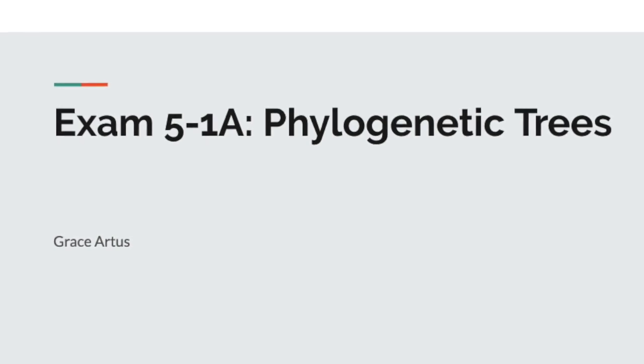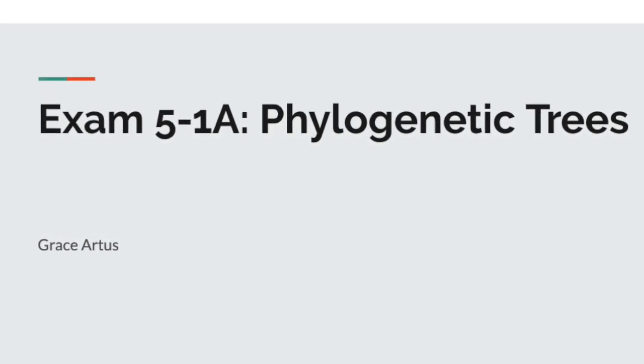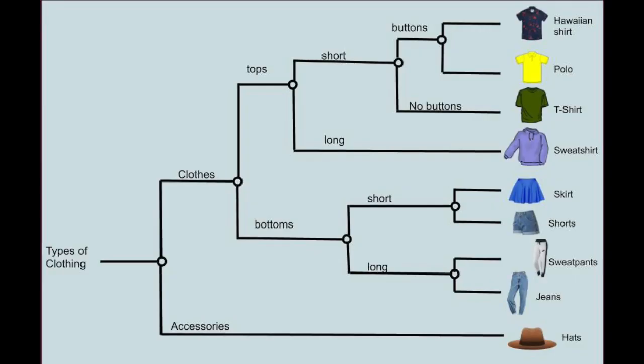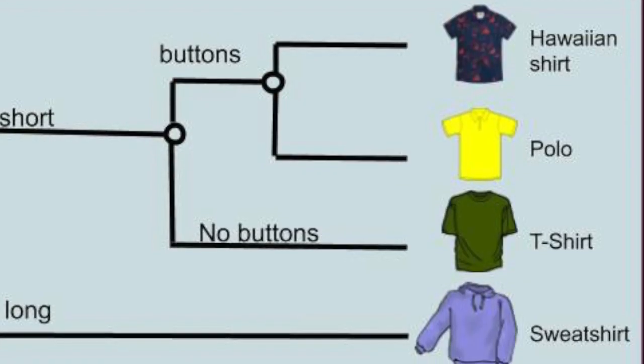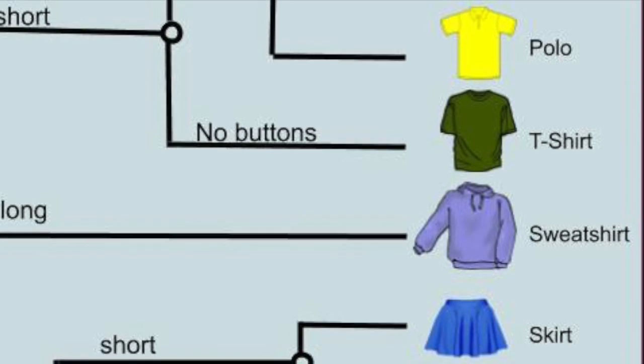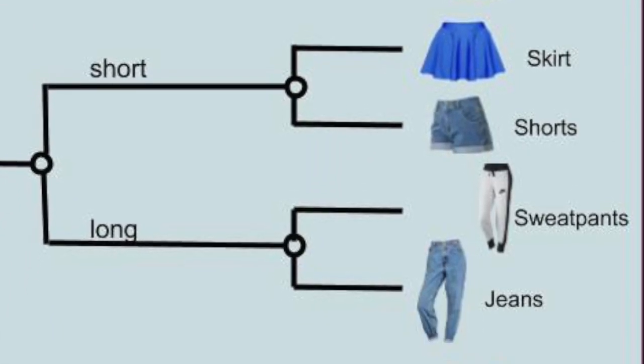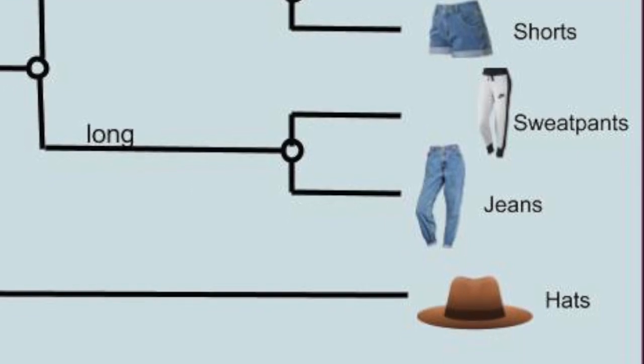In this video, we'll be examining how phylogenetic trees are structured. To explain everything, let's take a look at the example tree. This phylogenetic tree shows the relationships between different items of clothing. Each item of clothing is an OTU, or Operational Taxonomic Unit, which can be a species or strain of virus, or even different alleles in a species.